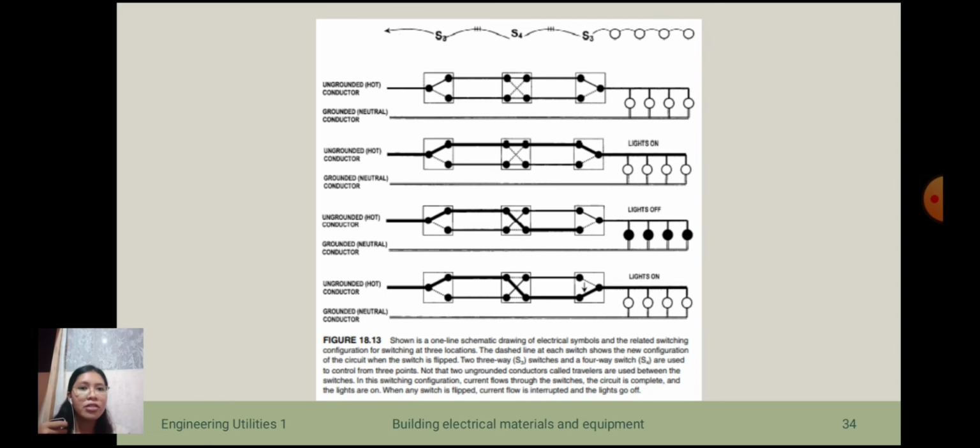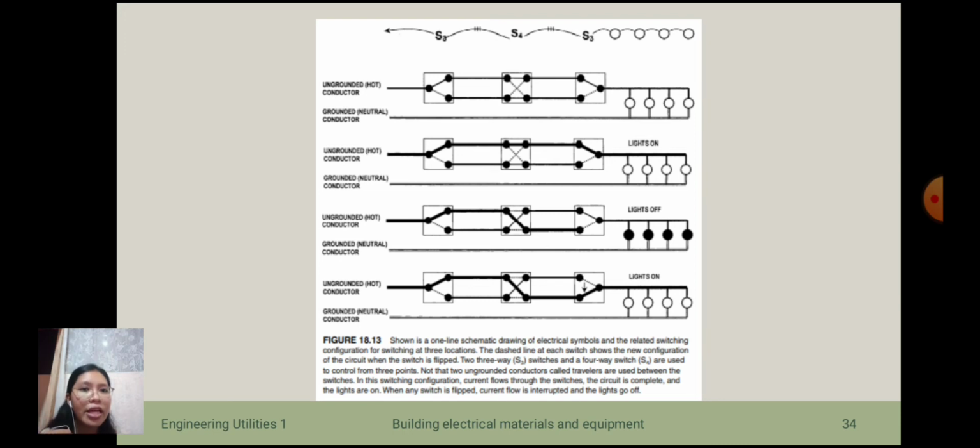Then we have here a schematic drawing of electrical symbol. Ito po yung kanina, yung need natin ng 3-way switches and the 4-way switch must be placed between them. So shown is a one-line schematic drawing of electrical symbol and related switching configuration for switching at 3 locations.